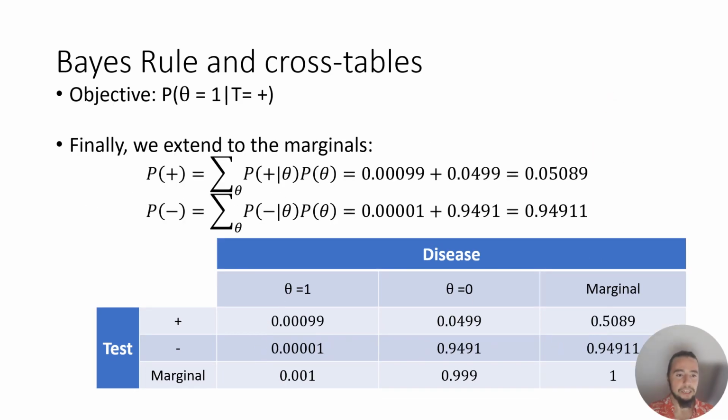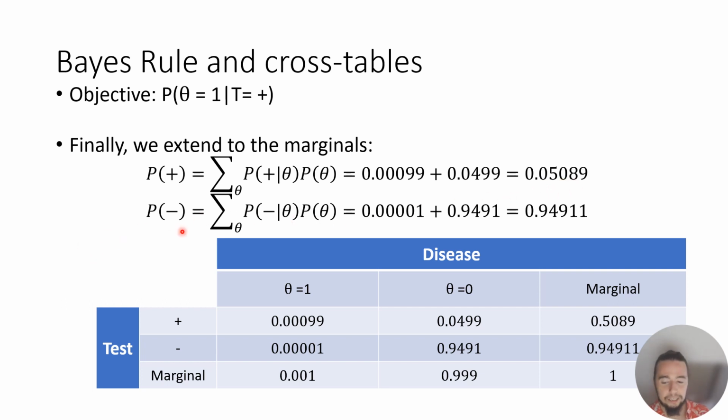So we already have these 4 numbers, and now we need to complete the table. We still need the marginals of having a positive test or a negative test. Because we have a binary variable, it's pretty simple. We just need to sum the values: having a positive test at any value of the disease. We already have those numbers, 0.00099 and 0.0499, and the sum is 0.05089.